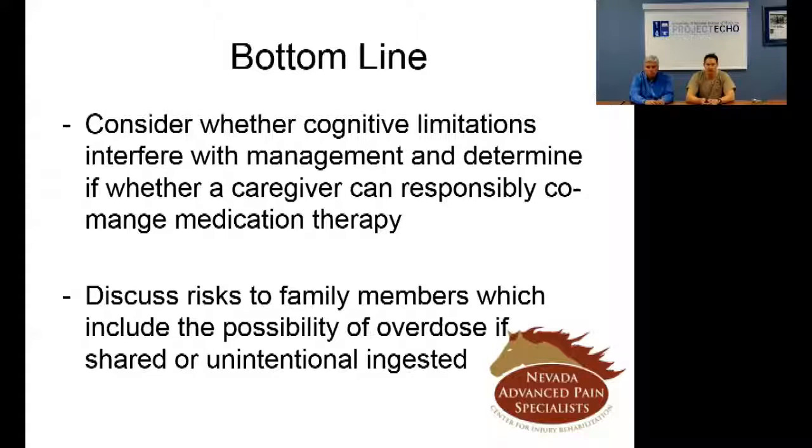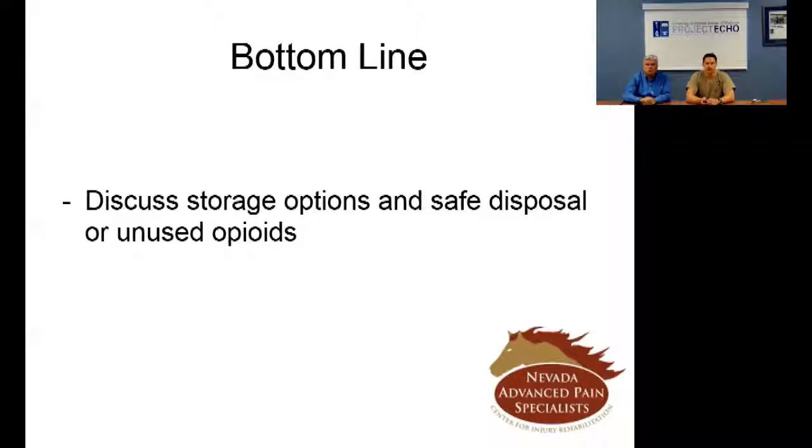They also recommend that you discuss the risk to family members, which includes the possibility of overdose if you share the medications with them, or if there's an unintentional ingestion. And lastly, they want you to have a discussion with the patient about storage options and safe disposal of unused opiates if they don't use all of the medications. I think I just saw a study yesterday that said like 60% of Americans have unused opioids in their house, I believe from a prior procedure, because they didn't know what to do with them, and so they're just available in the house sitting around.